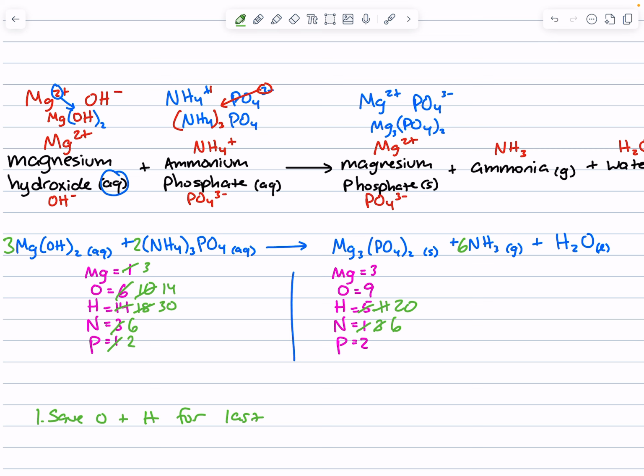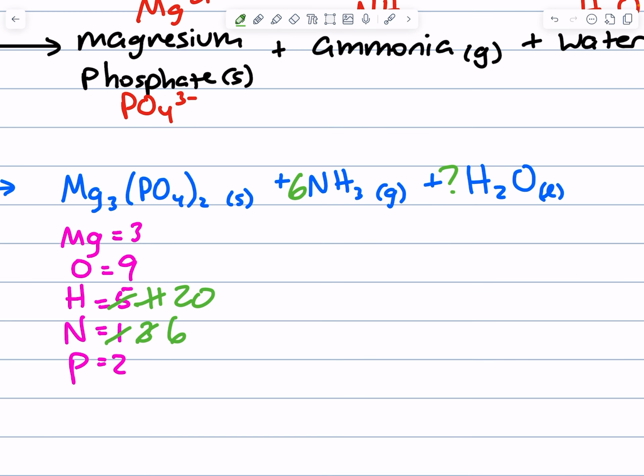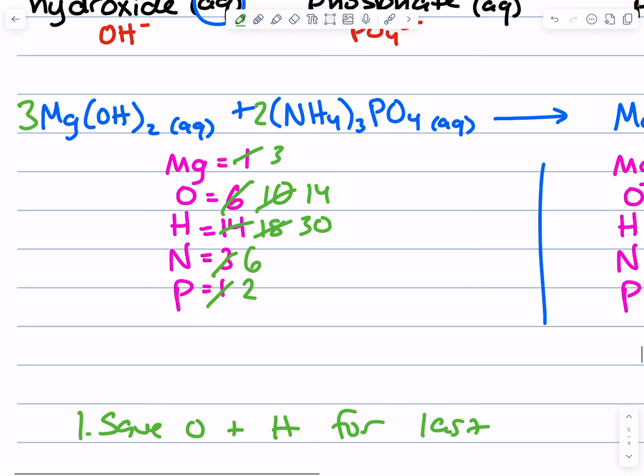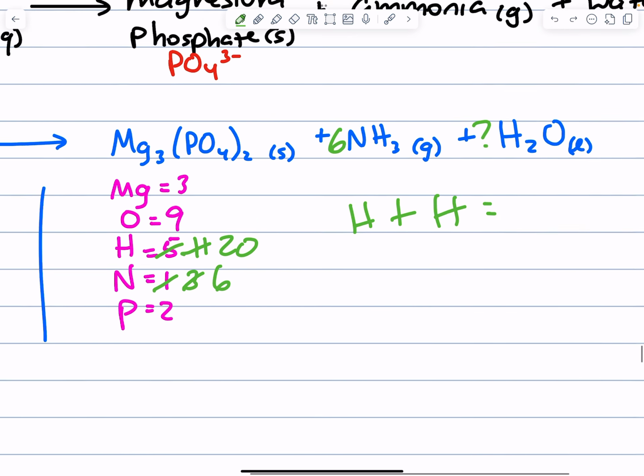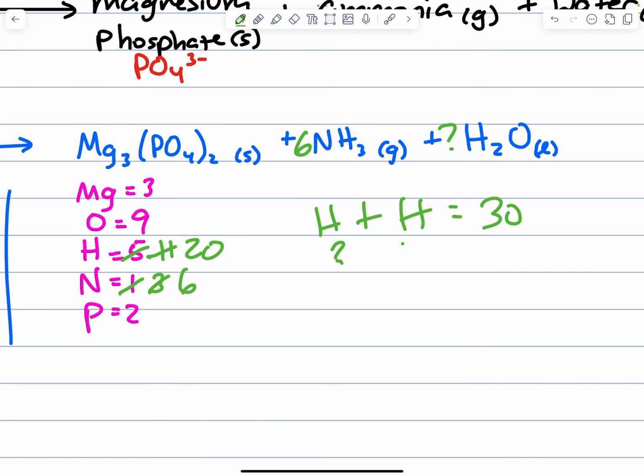So remember, I need to figure out what number can I put here that if I add up all my hydrogens together, it gives me what's on the other side? 30. Okay, because I want it to be 30. I can't go down, but I can go up. So I need this to be 30. So how many hydrogens do I need to make 30? So at this point, I just play around with numbers.